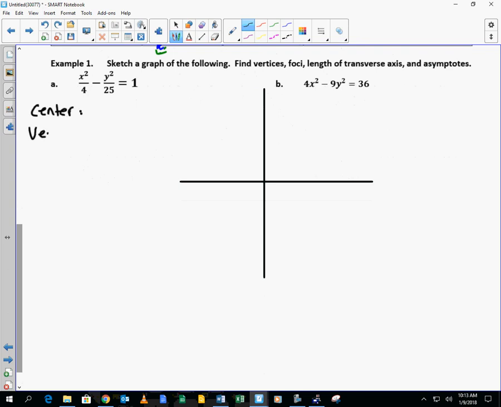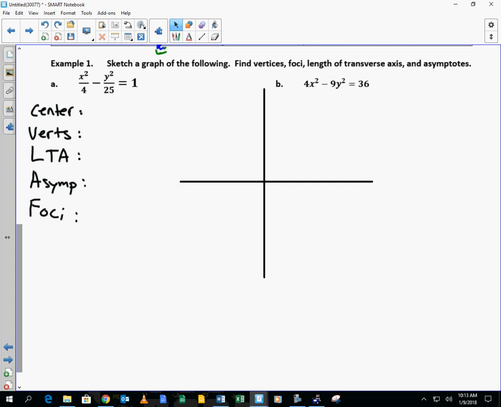We're going to talk about the vertices, the length of the transverse axis, the asymptotes, and the foci. And we're going to sketch a graph.